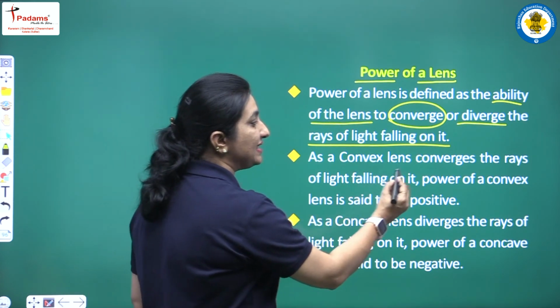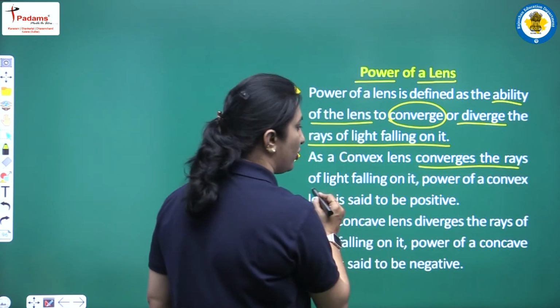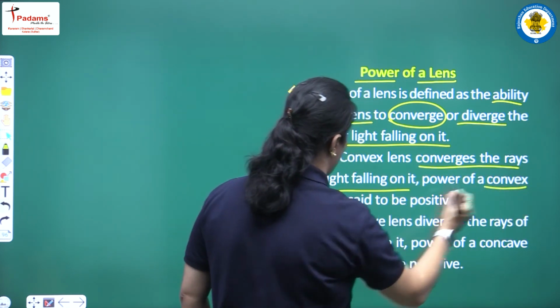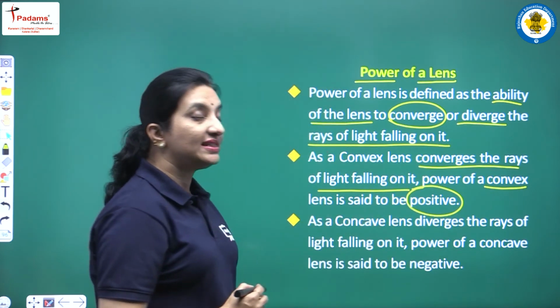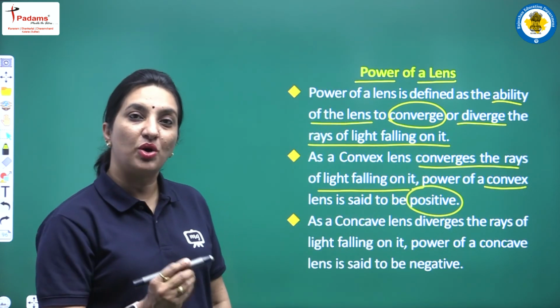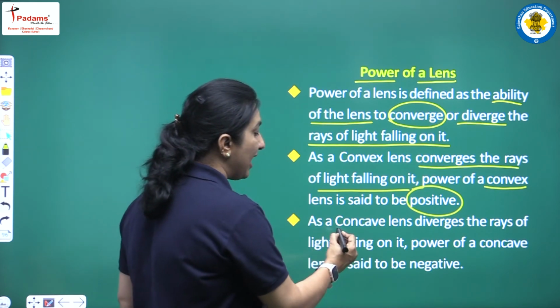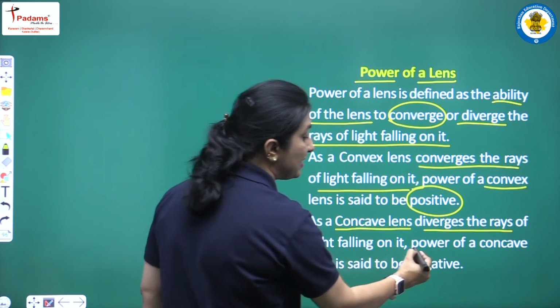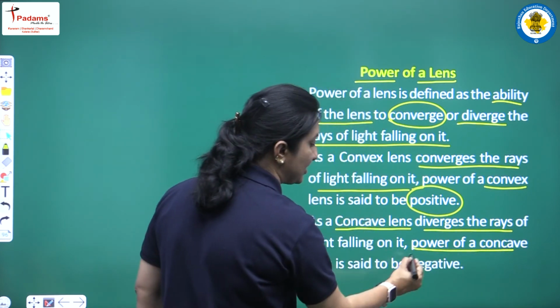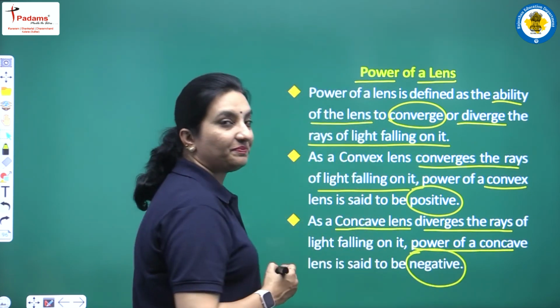As a convex lens converges the rays of light falling on it, power of a convex lens is said to be positive. Convex lenses की power को हमेशा positive लिया जाता है, and as a concave lens diverges the rays of light falling on it, power of a concave lens is said to be negative.